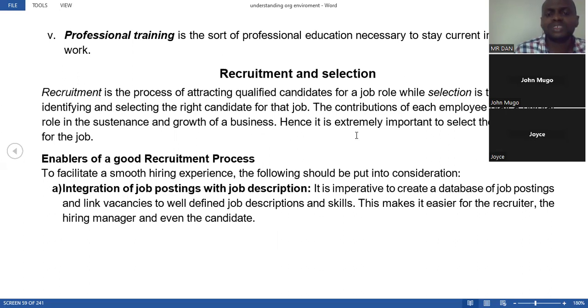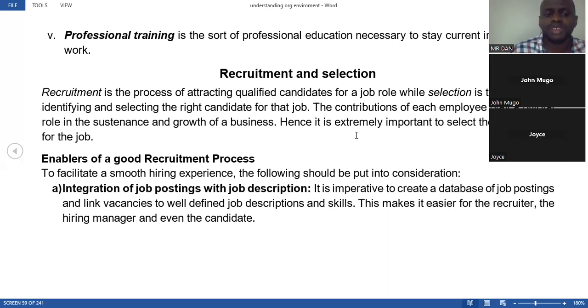Then the other thing we need to understand is the issue of recruitment and selection. Recruitment is very important because recruitment is the process of attracting qualified candidates for a job or a role, while selecting is the process of identifying and selecting the right candidate for the job. So recruitment is very common. When you go to magazines or local dailies or even the internet, they normally advertise for jobs for purposes of recruiting employees who then go through a selection process to be selected for that particular job.